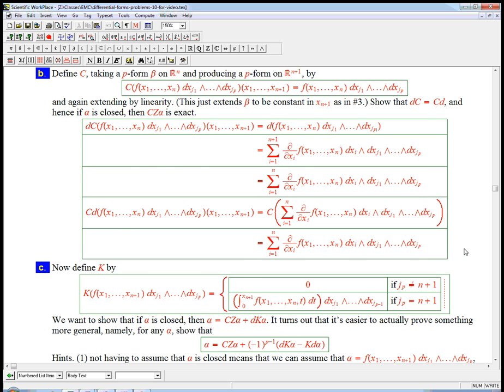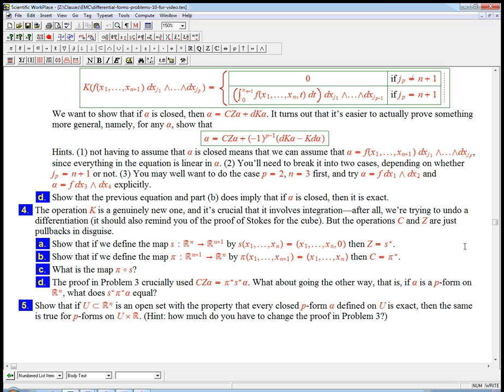Okay. Now, K is definitely going to be more complicated. That's the heart of the thing. So remember what K does is it does this integral in the last variable, unless the last variable isn't there, in which case it just kills it. Okay, so this is where it's going to be a bit different from the previous proof.